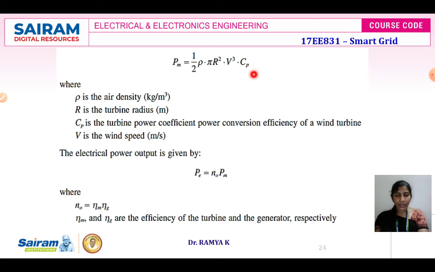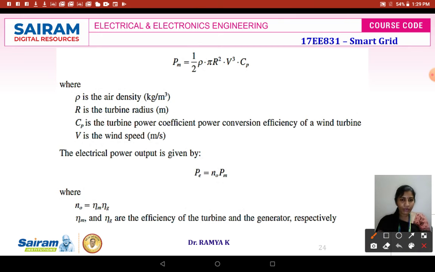Because when the kinetic energy is striking the turbine, a turbine will have a coupling coefficient or the power coefficient where the power conversion efficiency of the wind turbine is exhibited. V is going to be the velocity of the wind in meter per second. Therefore, the electrical output can be taken as efficiency multiplied by your mechanical output. It is the simple formula, efficiency is equal to output divided by input.